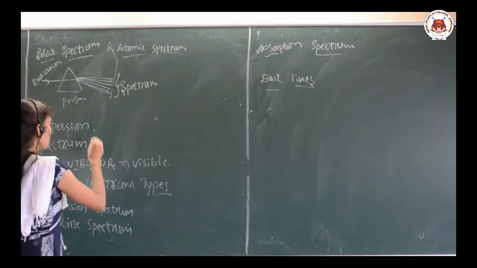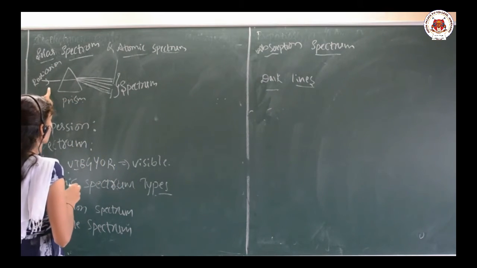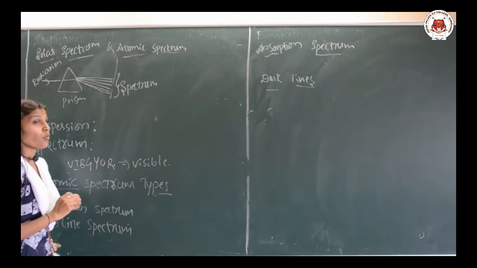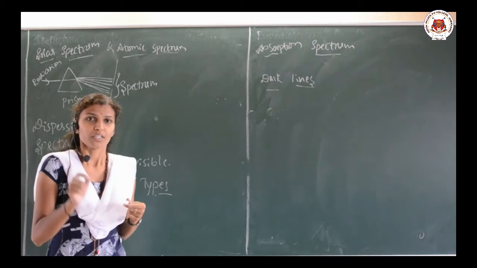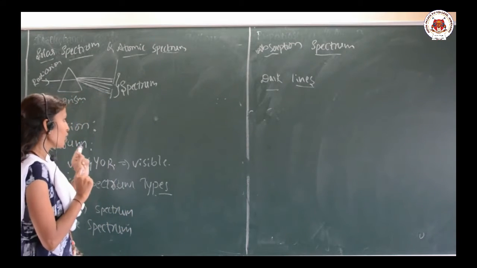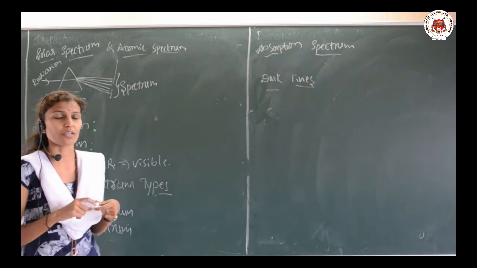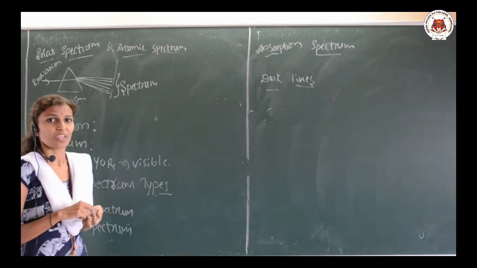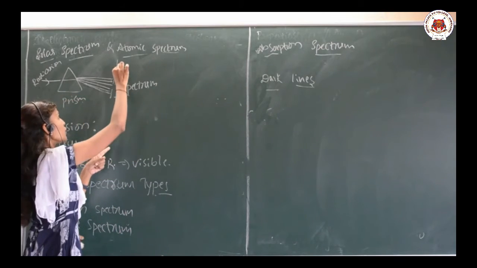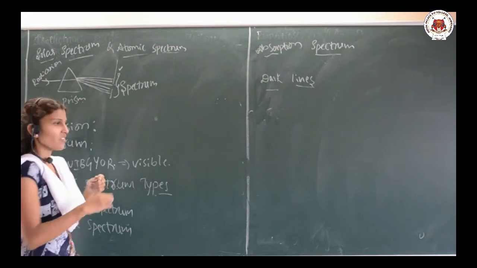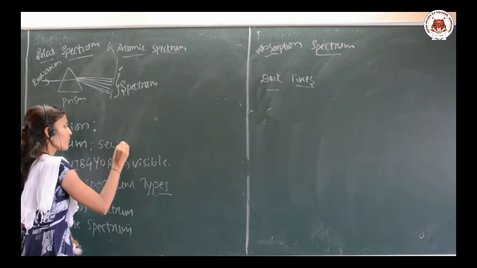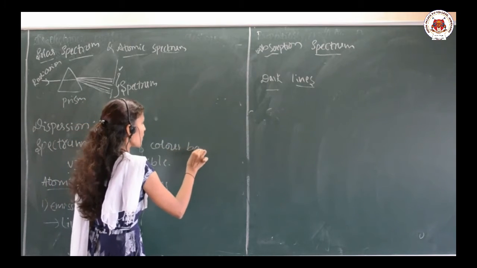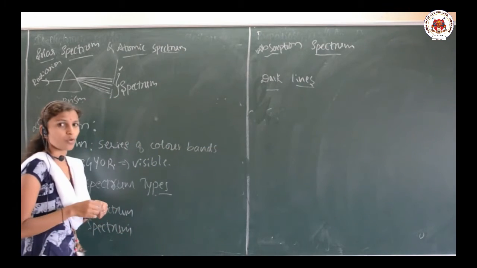Here what happens? The white light splits into 7 colors. That is what we call dispersion. Dispersion is the process of splitting of white light into different colors. And then we are going to get a series of color bands. A series of color bands are obtained. This is what we call a spectrum.